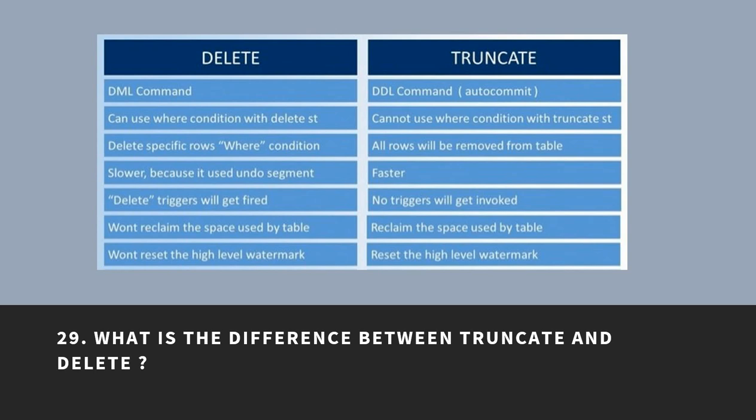Delete is slower because it uses the undo segment. Truncate is faster. With delete, triggers will get fired. With truncate, no triggers will get invoked. Delete won't reset the high water mark. Truncate resets the high water mark.